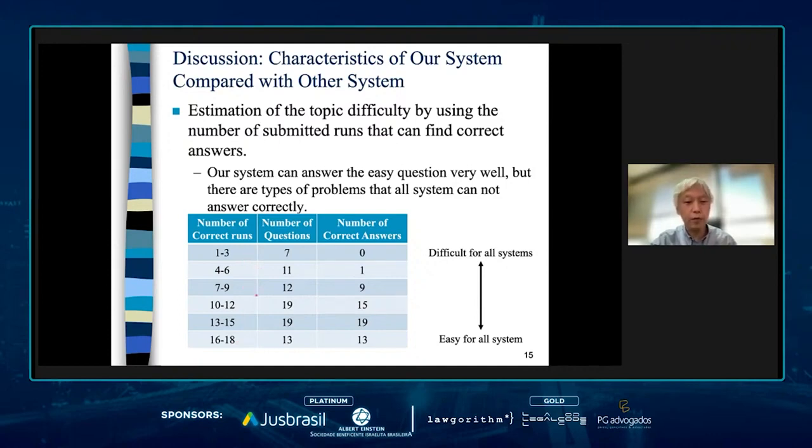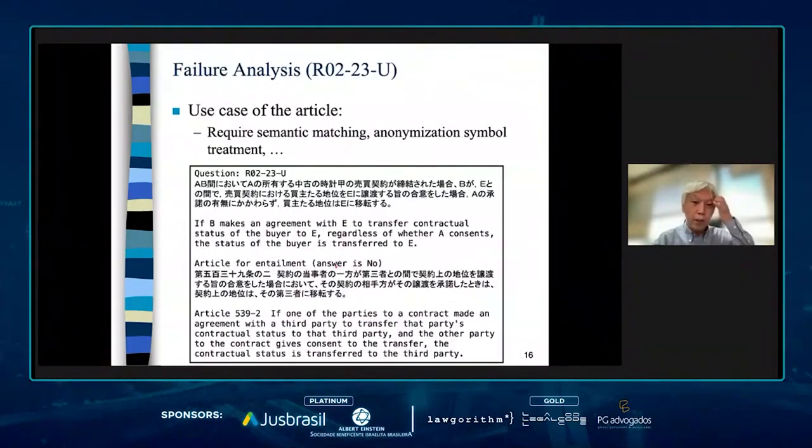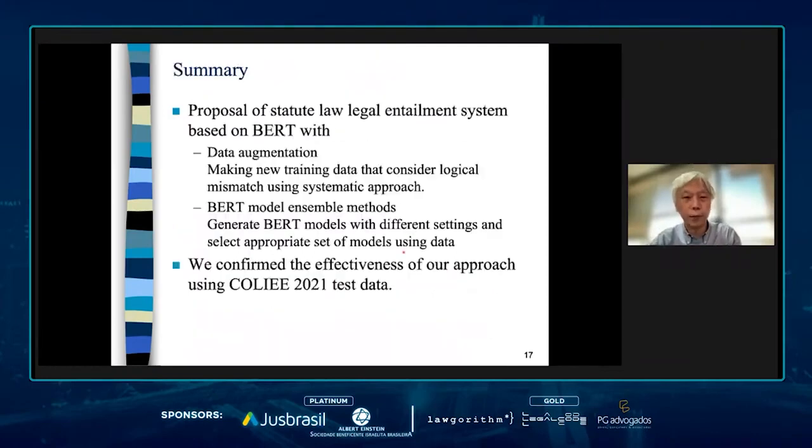Our system is very good at making good answers for the easy questions, but we still have difficulty answering the difficult questions. This is an example of a difficult question that includes semantic matching, anonymization, symbol treatment, and so on. The BERT model itself can handle some semantic information, but there is a big semantic gap between this question and the articles. In such a case, we fail to analyze that kind of statement at this moment.